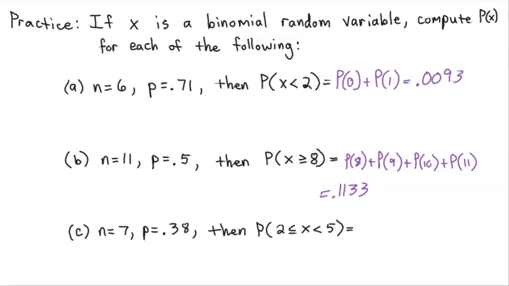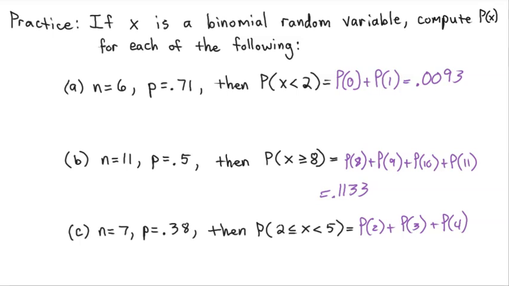Okay. All right, this last one here, part C, says n is 7, probability of success is 0.38. Then what's the probability of x being between 2 and 5? Now, this says x is greater than or equal to 2, so we're going to include 2. But this says less than 5. It doesn't say or equal to 5, so we're not going to include 5. So this is going to be the probability of 2 plus the probability of 3 plus the probability of 4. Okay, and p is 0.38 and n is 7.